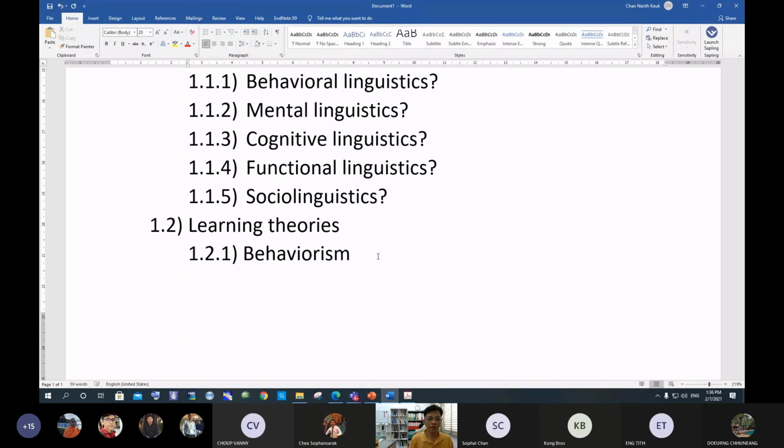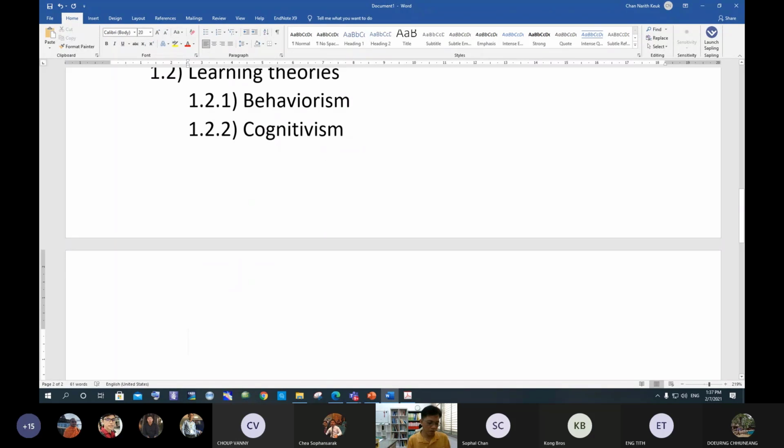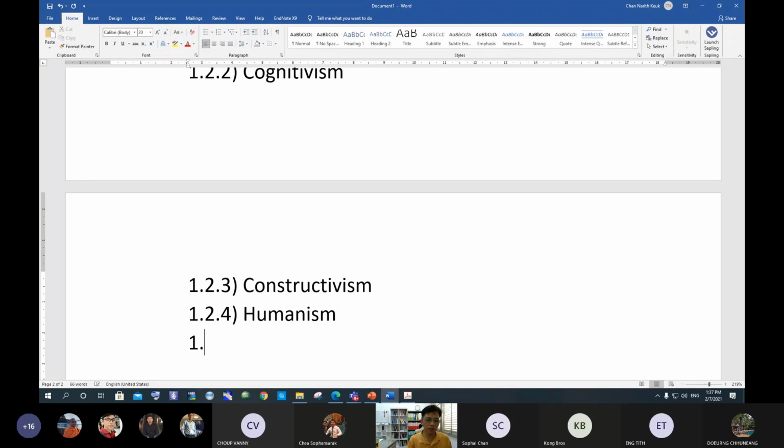Okay, we have 1.2.2 cognitivism. 1.2.3 constructivism. 1.2.4 humanism. 1.2.5 connectivism.